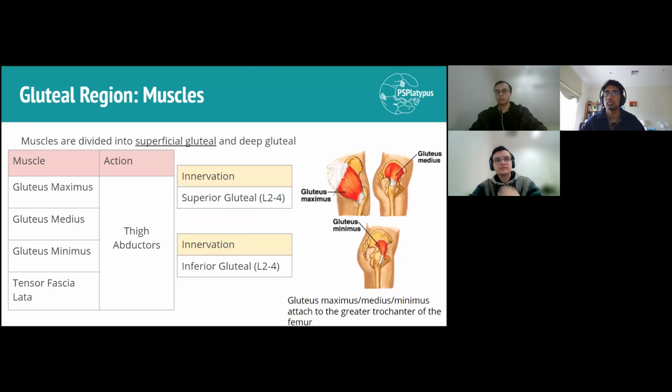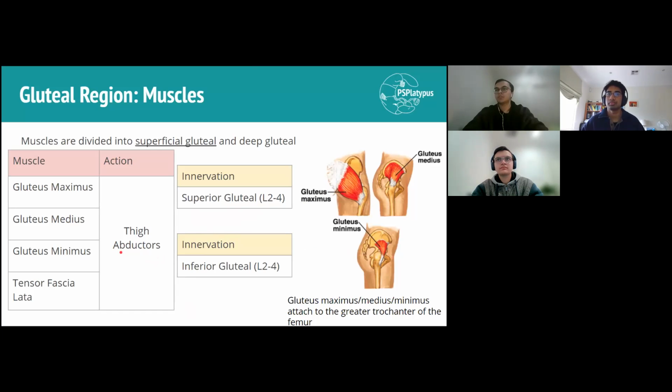Let's start off with our gluteal region muscles. So with our gluteal region, we actually have two layers, superficial and deep. Superficially, we have gluteus maximus, gluteus medius, and gluteus minimus. And they've got very similar functions. They all do thigh abduction, right? So they're all going to work. And when they contract, they're going to lift up the thigh away from the midline, thigh abduction. So they're called superficial gluteal thigh abductors for that reason.